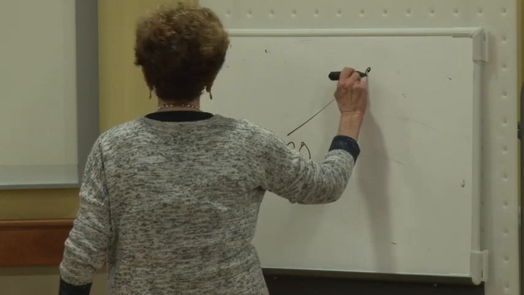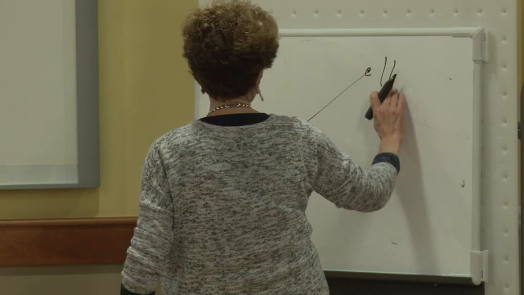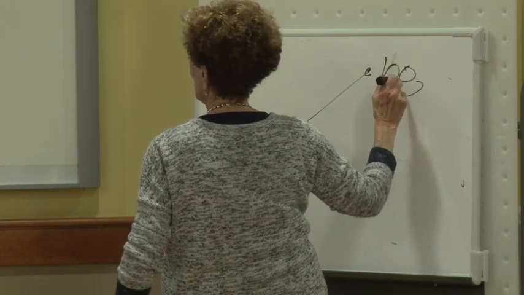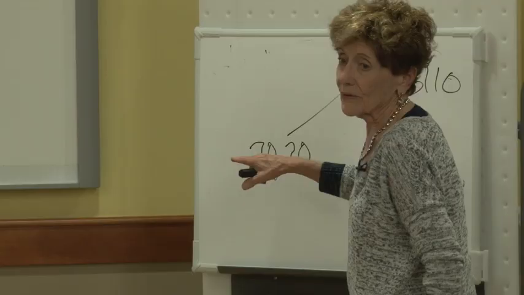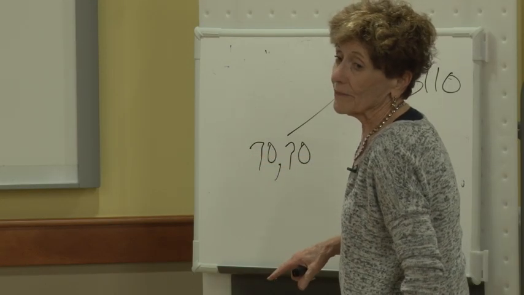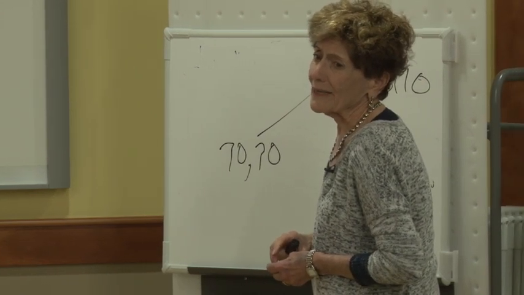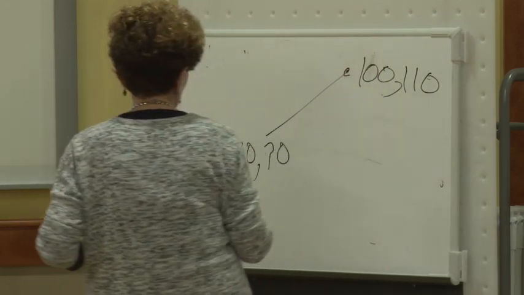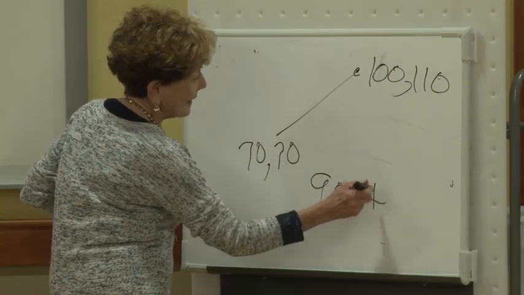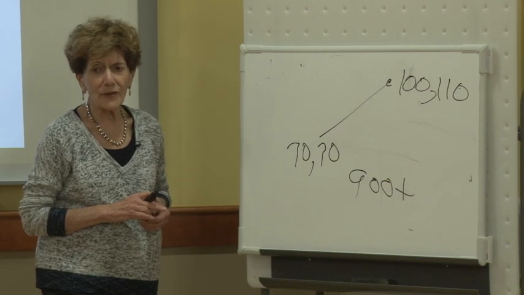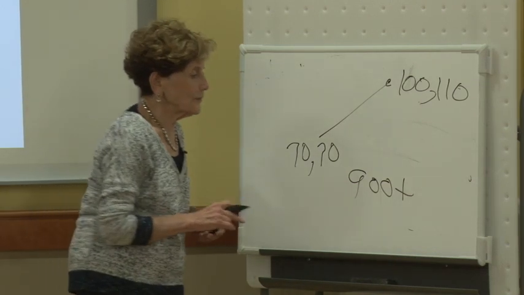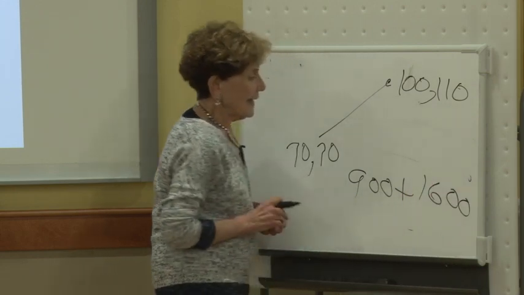Okay, here's your other point. 100, 110. Okay, now, distance formula is the difference of the x's. Come on, what's the difference of the x's? 100 minus 70 is 30. Square it. What's 30 times 30? What's 3 times 3? 9. So it's got to be 900, right? And now, difference here, 110 minus 70? 40. And what's 40 times 40? Be careful, count your zeros. Add that together.